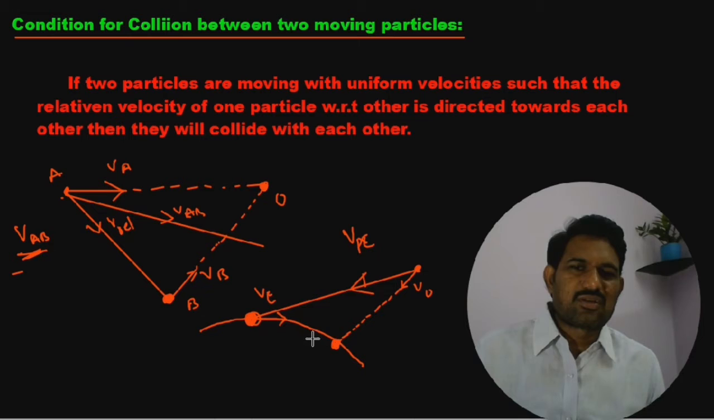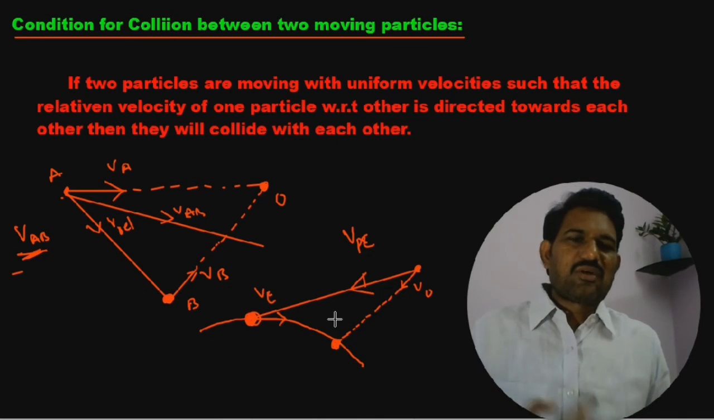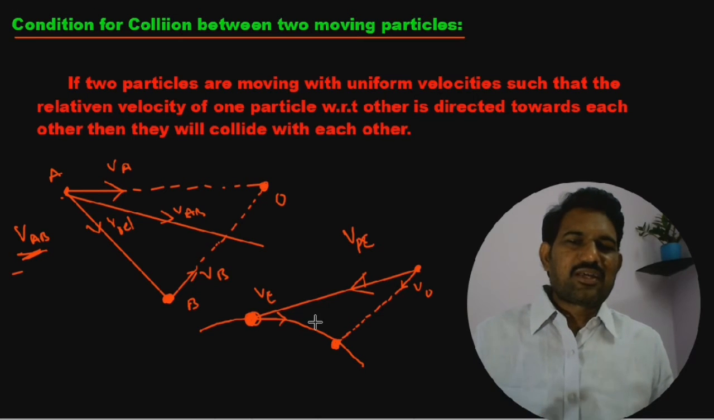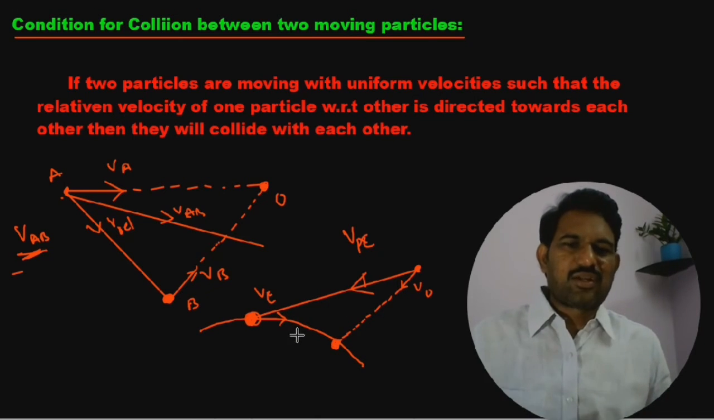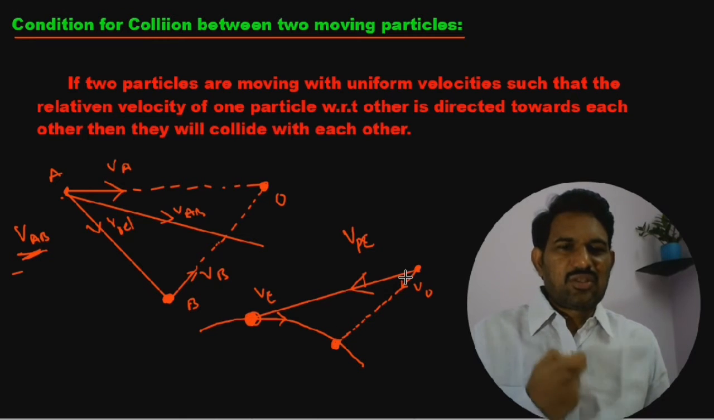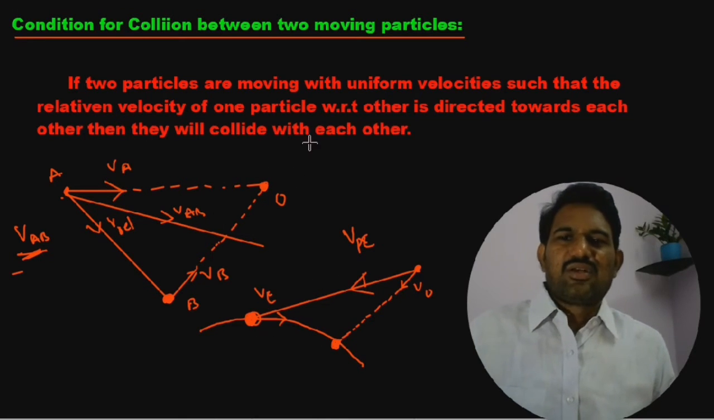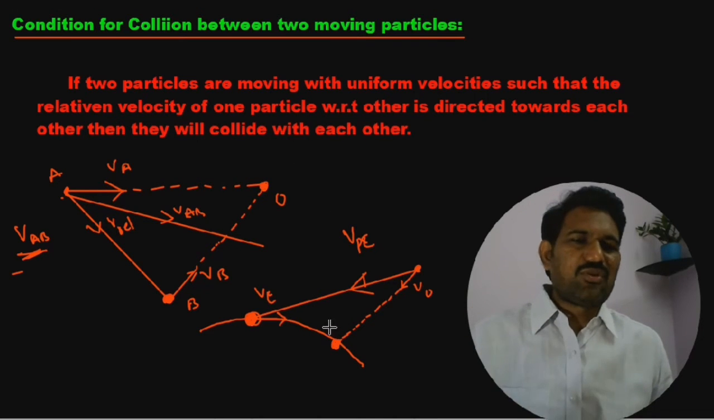So sometimes in the newspapers you can observe such news, like the earth missed the particle, or the particle misses the earth by a few kilometers, a few hundred or a few thousand kilometers, right? We can do this calculation by using this method only. So let us go to some numericals based on this concept. This is the only condition for the collision to take place.